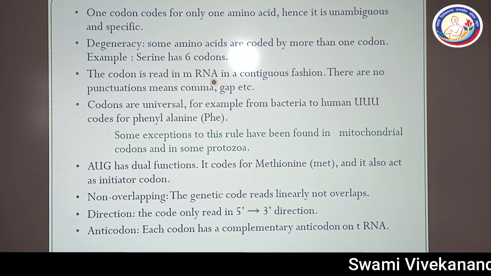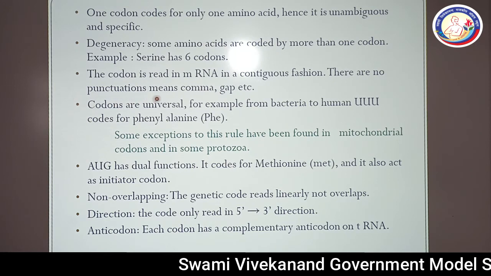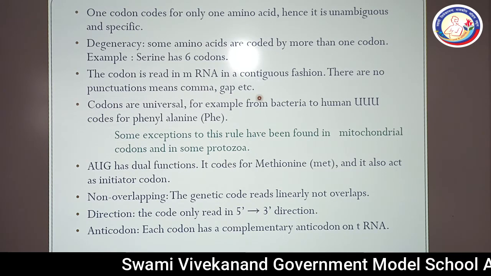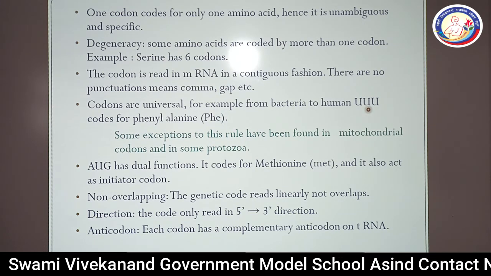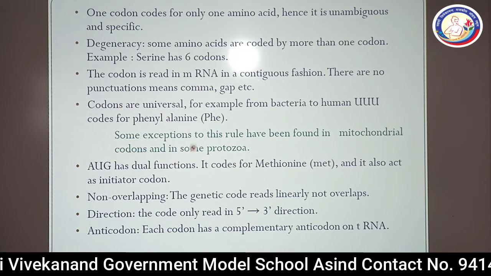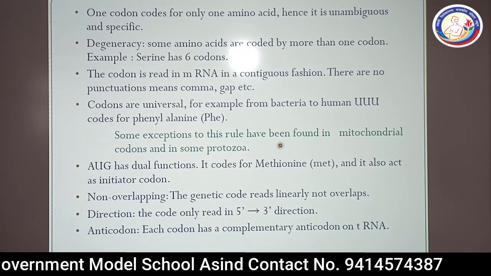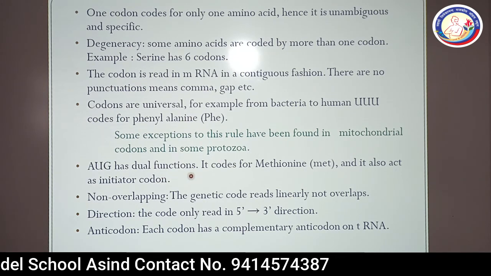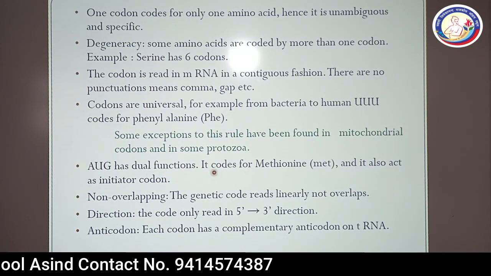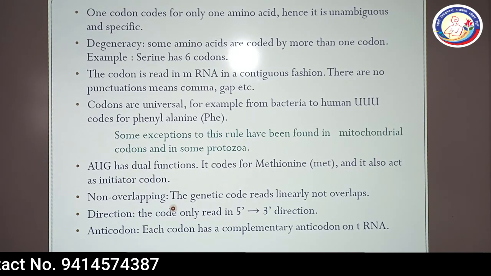The codon is read in mRNA in a contiguous fashion. There are no punctuations, meaning comma and gap, etc. Codons are universal, for example from bacteria to human, UUU codes for phenylalanine, but there are some exceptions. You can see some exceptions to this rule have been found in mitochondrial codons and some protozoa. AUG has a dual function. It has two functions. It codes for methionine and it also acts as the initiator codon.